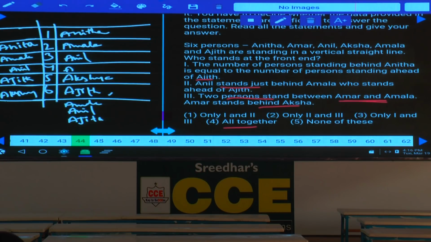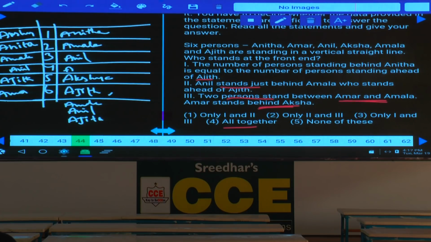Anita, Amar, and two persons between Amar and Amala. Where is Amala here? Amala is here. Then Amar will be here. Two persons between Amar and Amala, and Amar stands behind Aksha. Amar stands behind Aksha, isn't it? As the word immediate is not given, hence are you getting a second possibility or not?